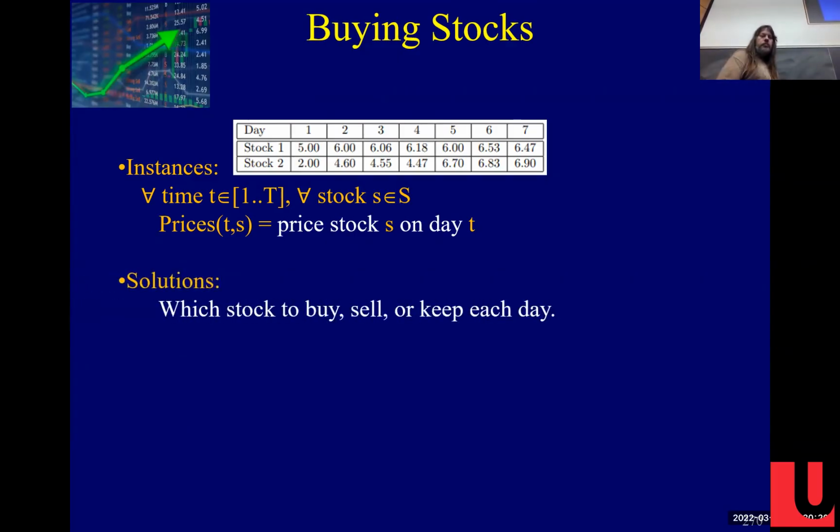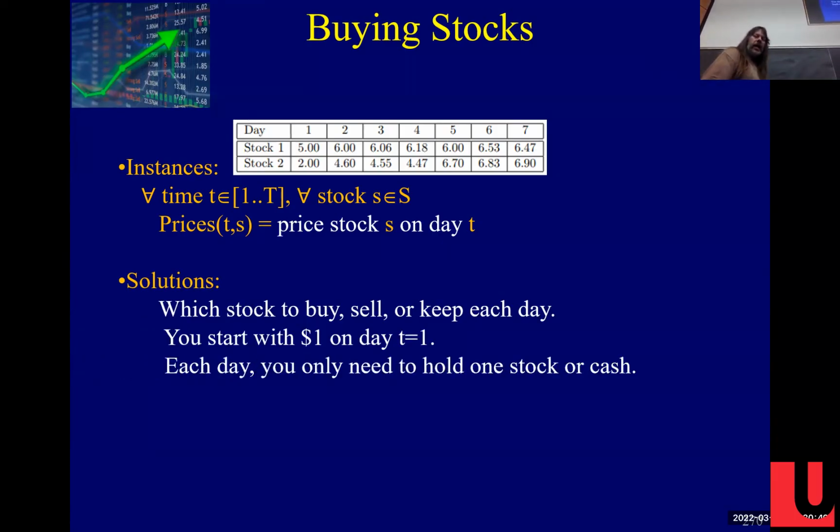All right, so here, this is still the instance. This table here tells me for every stock and every time what the price is. And here, what is the solution? It tells you every day, do I keep it, do I sell it, do I buy something new? And on day 1, you're going to have $1.